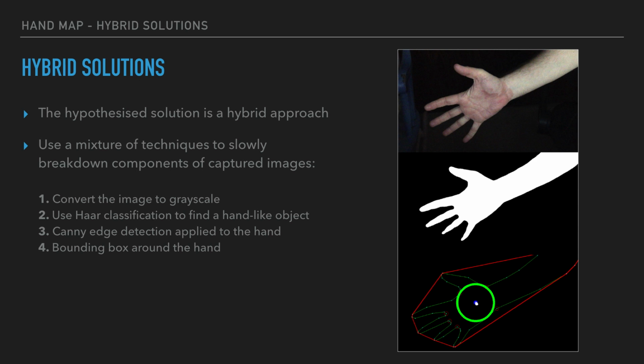My hypothesized solution is going to be a hybrid approach. It's going to use a mixture of techniques to slowly break down components of the captured images. I would first convert the image captured to grayscale, use a HAAR classification to find whether or not there is a hand object in the image, which will narrow down my search results. From there, I'll run a canny edge detection applied on the area that the hand was detected in, and finally run a bounding box around the outside of the hand so it's easier for me to manipulate.